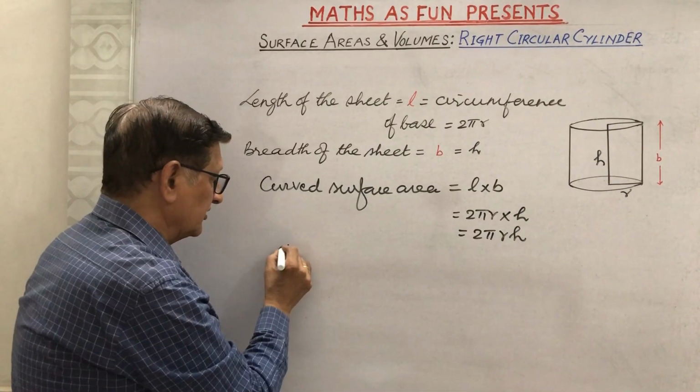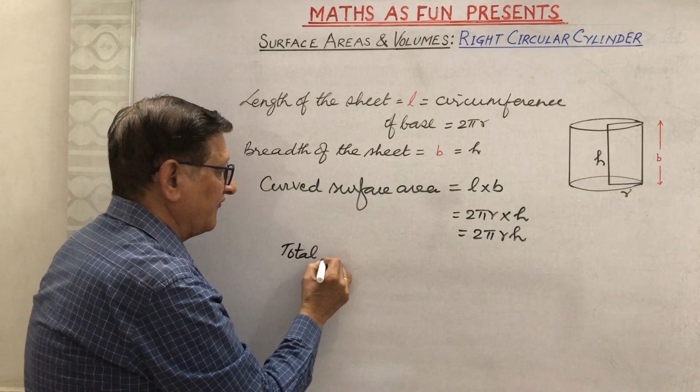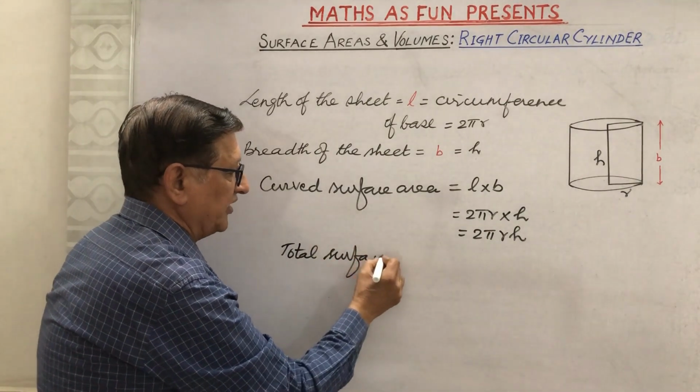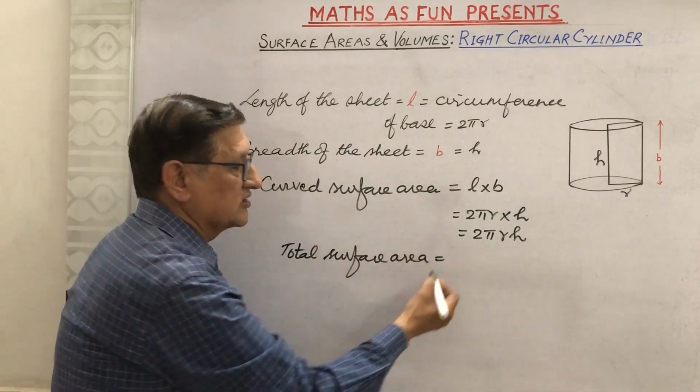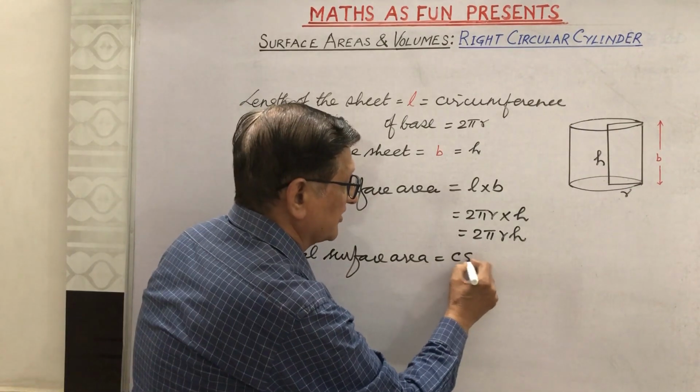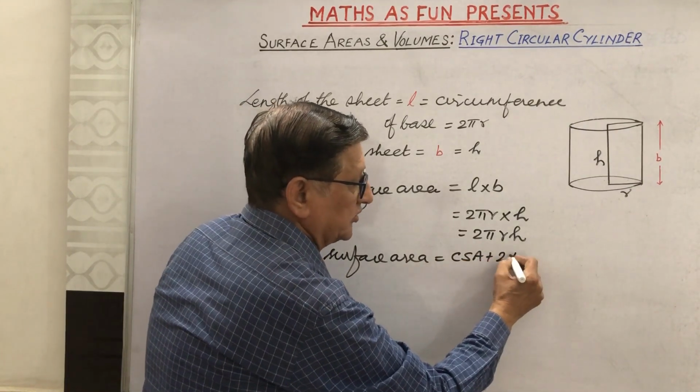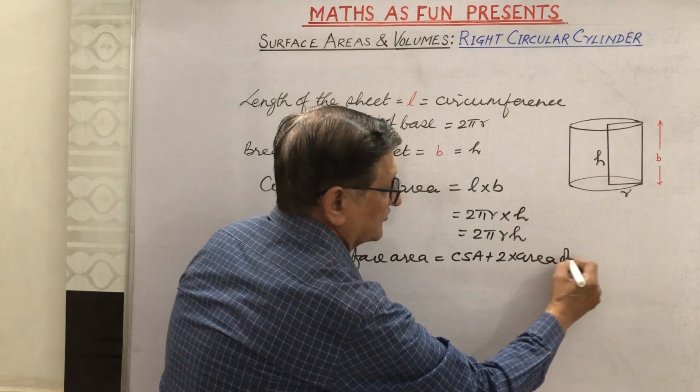What about the total surface area? The same way, total surface area in this case also will be curved surface area plus 2 into area of circular end.